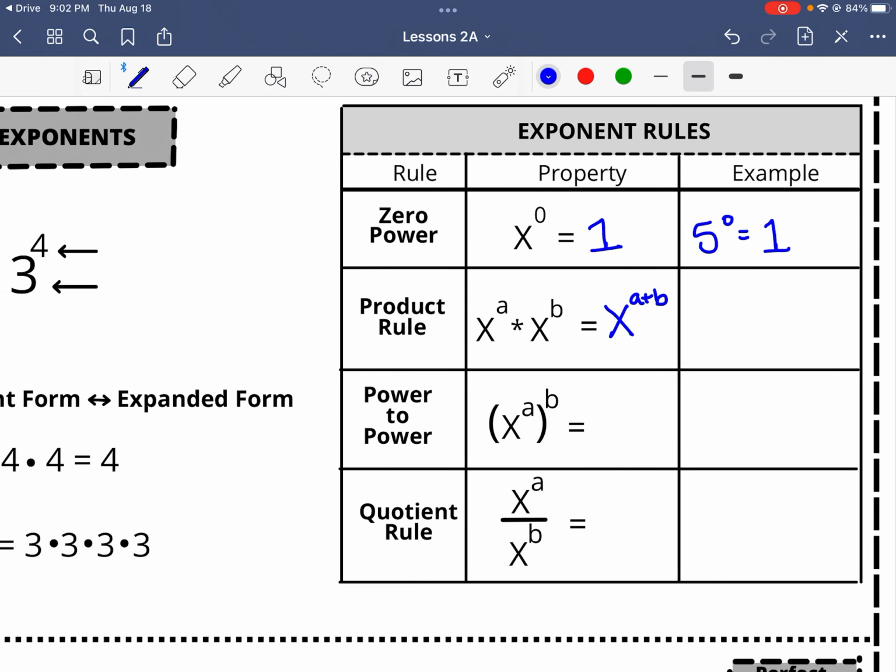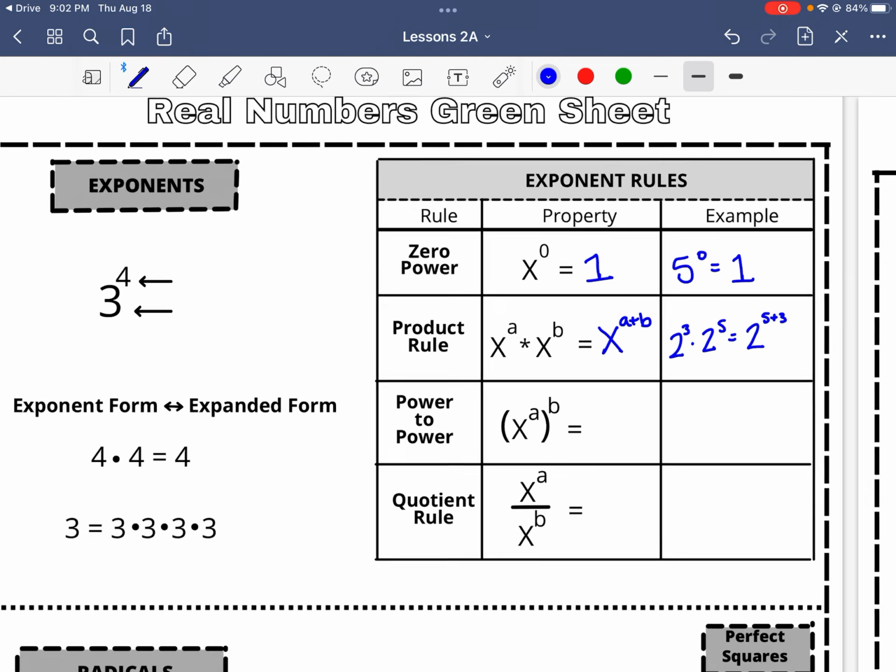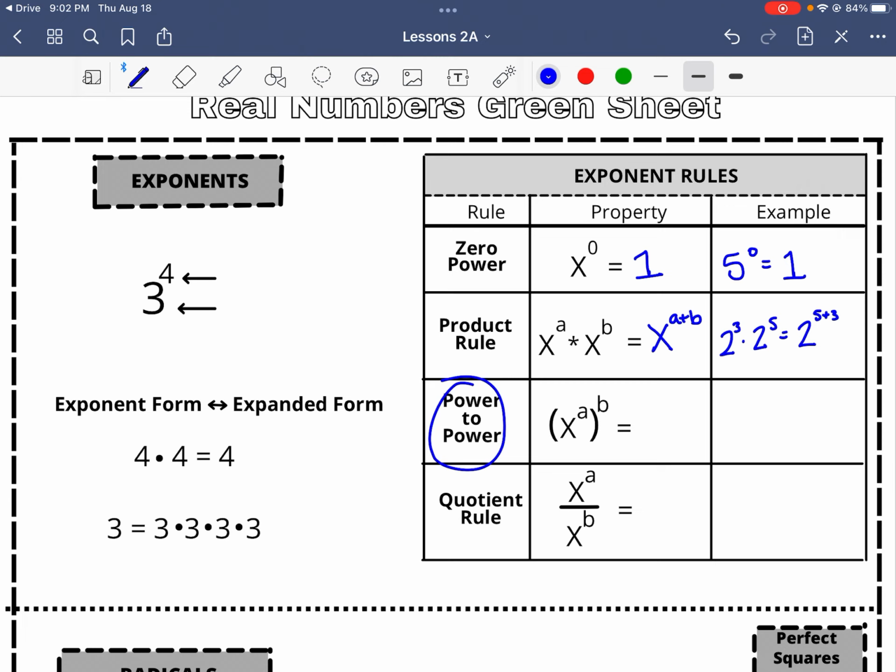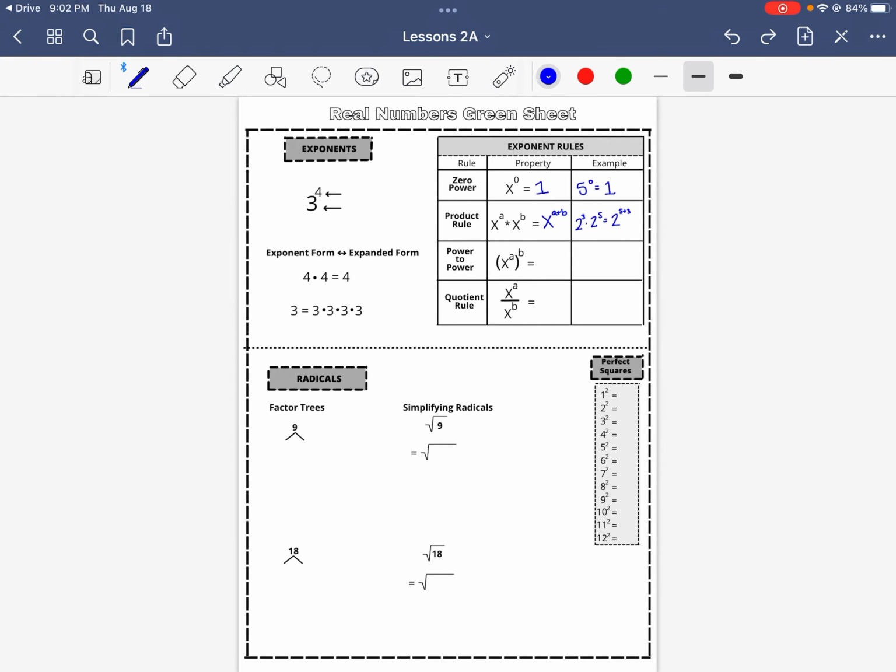So let's copy down an example we did. We did 2 to the 3rd times 2 to the 5th. So my answer would be 2 to the 5 plus 3, which would be 8. Now the next couple things we need to cover is the power to power rule and the quotient rule. But for now, go ahead and stop here and jump on Delta Math.